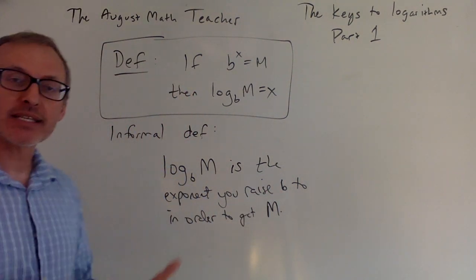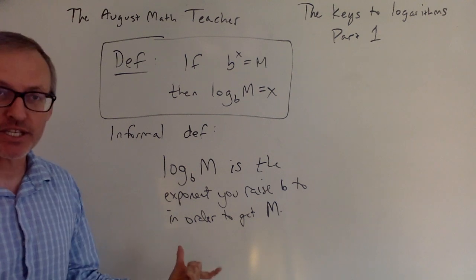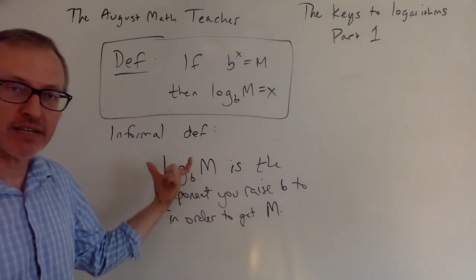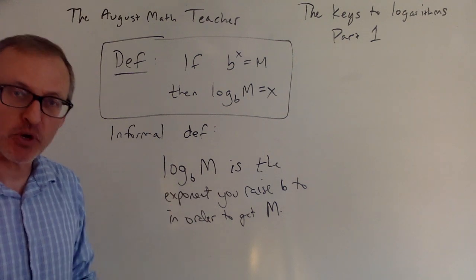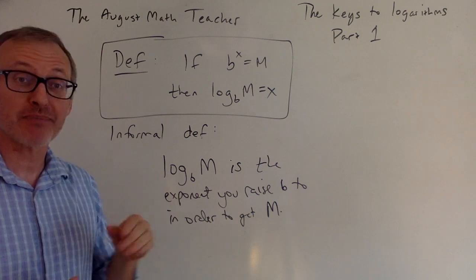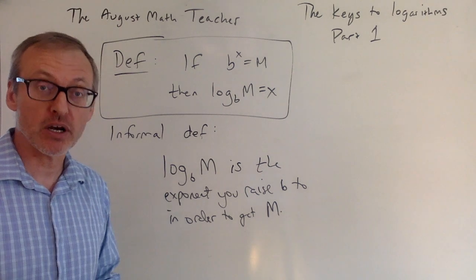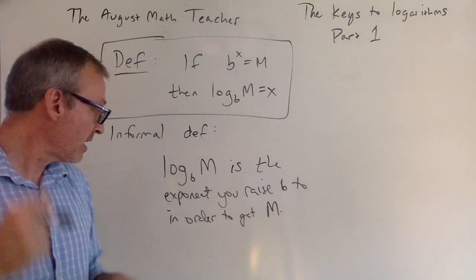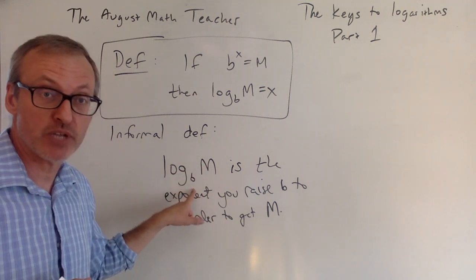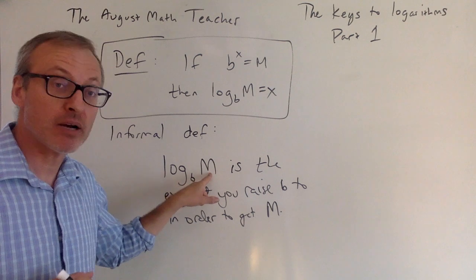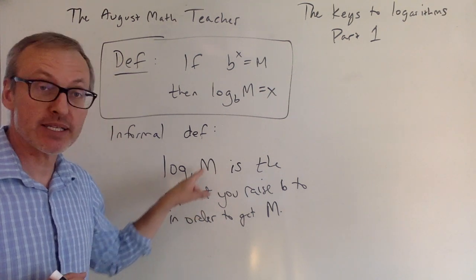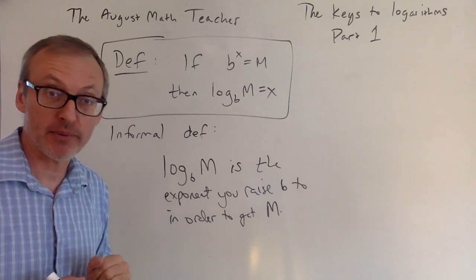I can't emphasize this enough. Memorize this phrase. Memorize it. The log base b of m is the exponent that you raise b to in order to get m. And I want to address a major misunderstanding that young students often have. There is no exponent here of m to that b. That's not what this notation means. That's not b to the power of m. It's a subscript b, and we're not raising b to the m. So be careful about that.